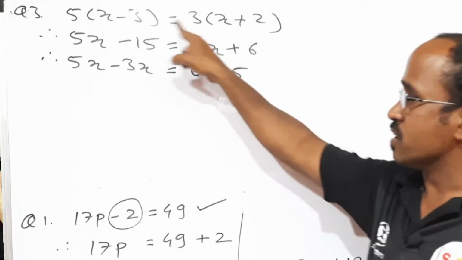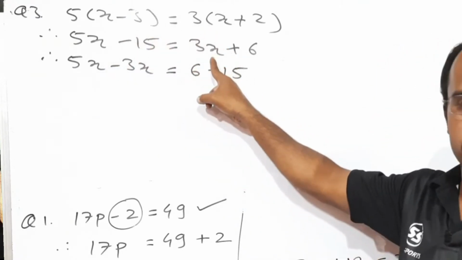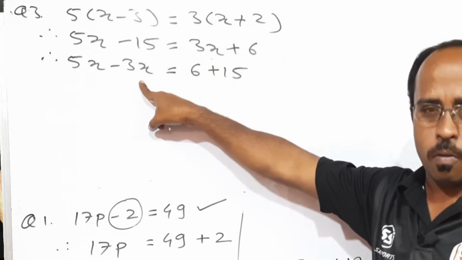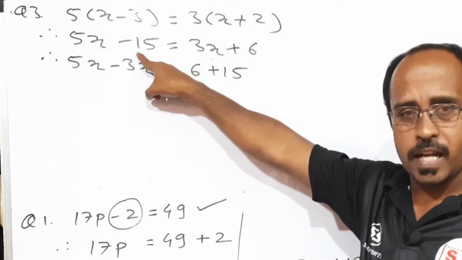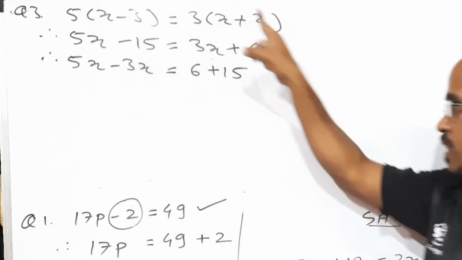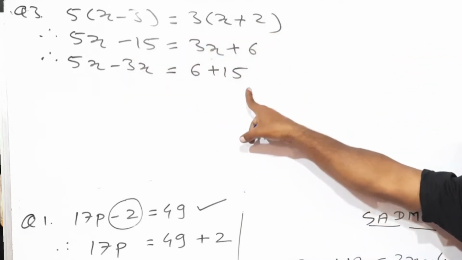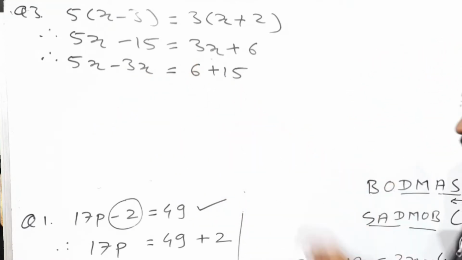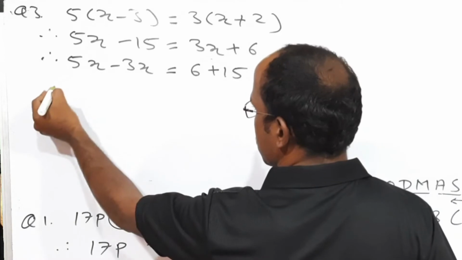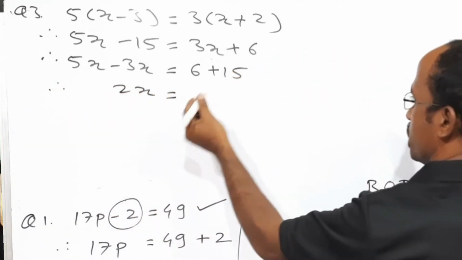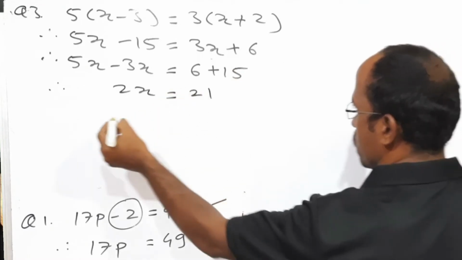This 3x had changed its side, which is plus on the right hand side. After changing side, it turned into minus. This minus 15 had changed its side, which is minus on the left hand side. After changing side, it turns into plus. So 5x minus 3x is equal to 6 plus 15. 5x minus 3x is equal to 2x, which equals 6 plus 15, which equals 21.